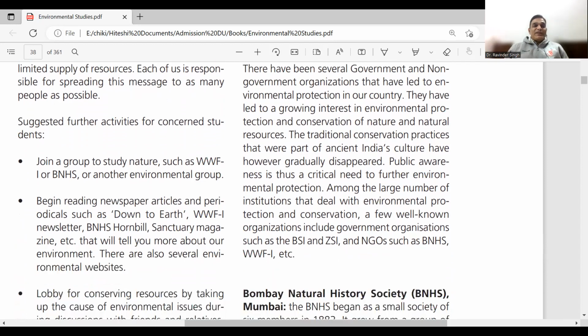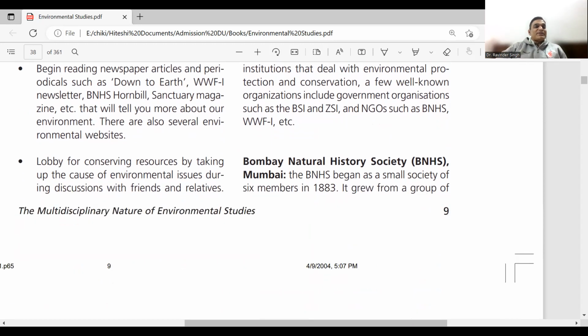Suggested further activities for concerned students. Join a group to study nature, such as WWF-I or BNHS or any other environmental group. Begin reading newspaper articles and periodicals such as Down to Earth, the WWF-I newsletter, the BNHS Hornbill, Century magazine, etc., that will tell you more about the environment. There are also several environmental websites.